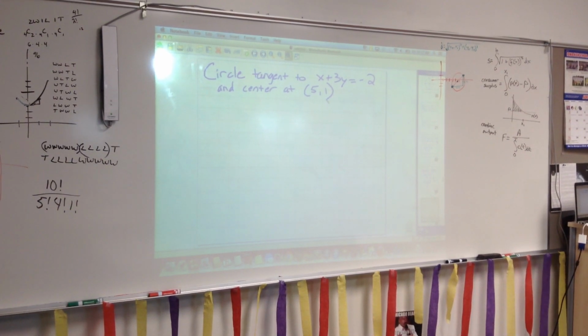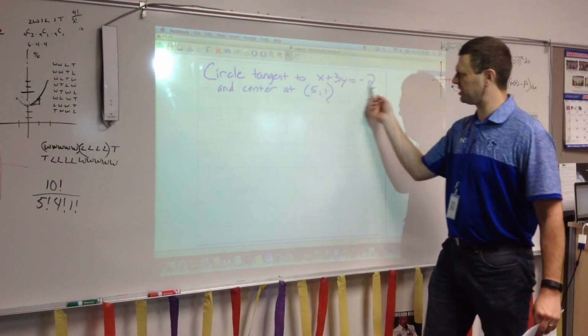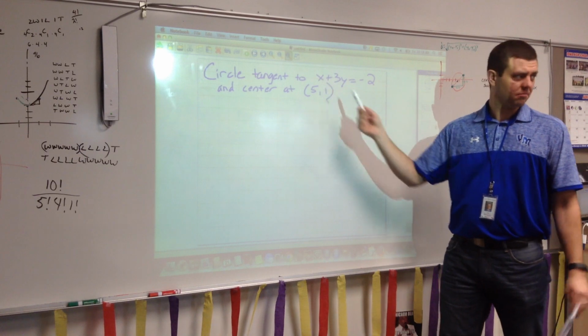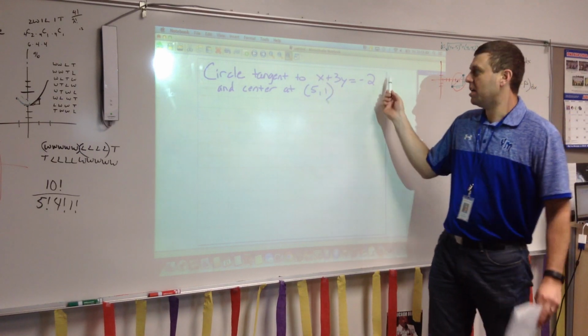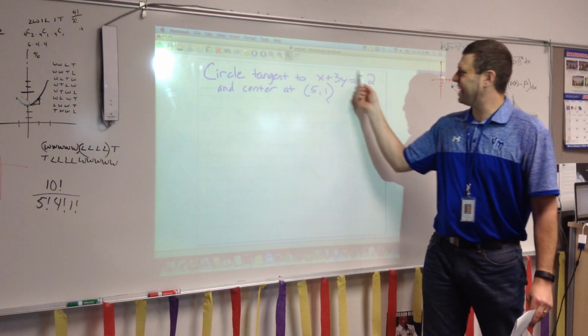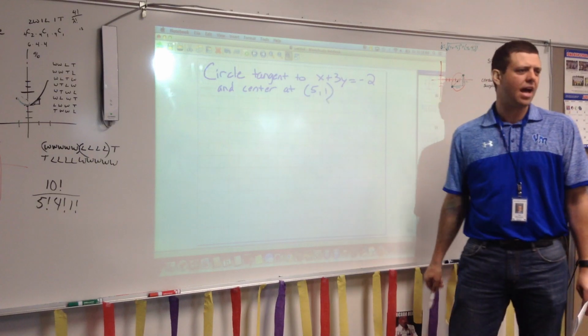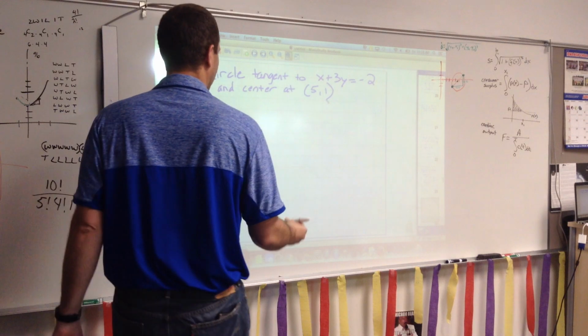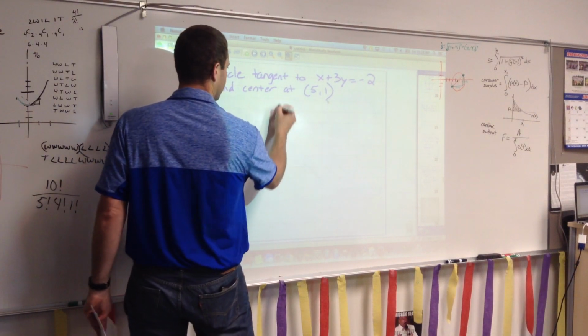So we need to write an equation of a circle that's tangent to this. What's this? A linear equation, a line, right? So we've got to find a circle that's tangent to this line but has its center at (5, 1). To help you with the visual aid, I'm going to draw a rough sketch of this situation here.